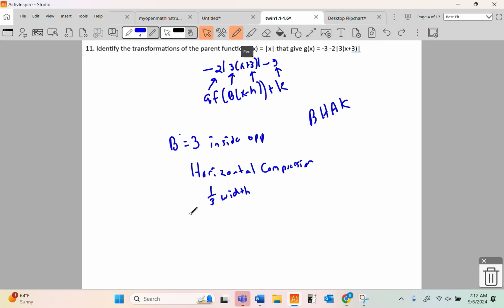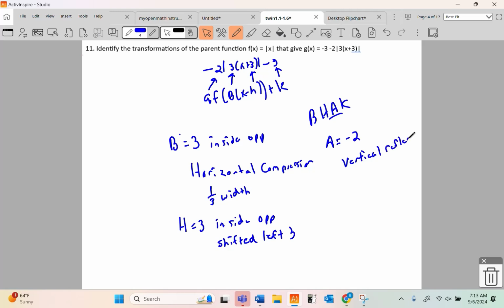Then we're supposed to do H, and H is 3. We do opposite again. It is inside, so it's opposite. We actually shifted left 3. Now we're supposed to look at the letter A. A is -2. So we definitely have what's called a vertical reflection. That comes from the negativity. And we have a vertical stretch.